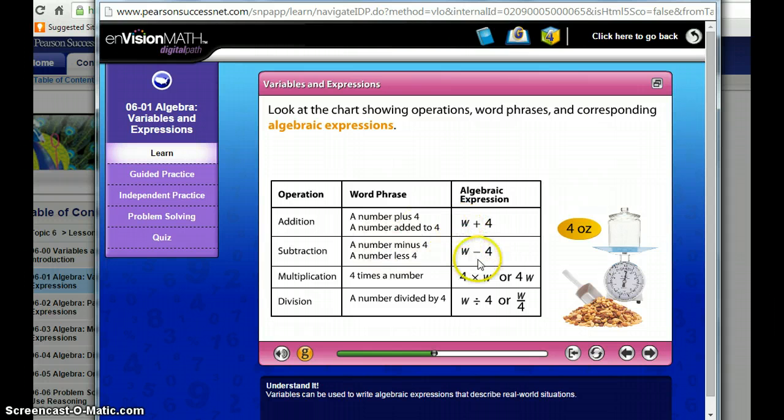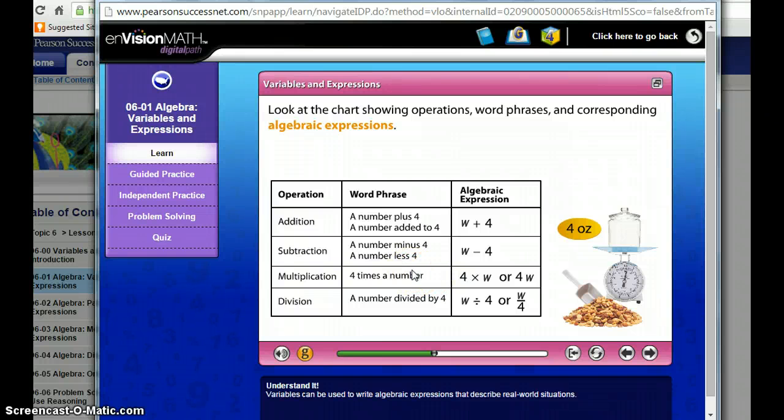Okay? Subtraction means to take away. A number minus 4, that's what this is showing, or a number less 4. If you heard a number less 4 or a number minus 4, that's what you're going to have to do in today's assignment. It's going to give you a number minus 4, and you have to write that expression, n minus 4. Or if it tells you a number added to 4, then you would write n plus 4 or 4 plus n. That's what today's assignment is all about.